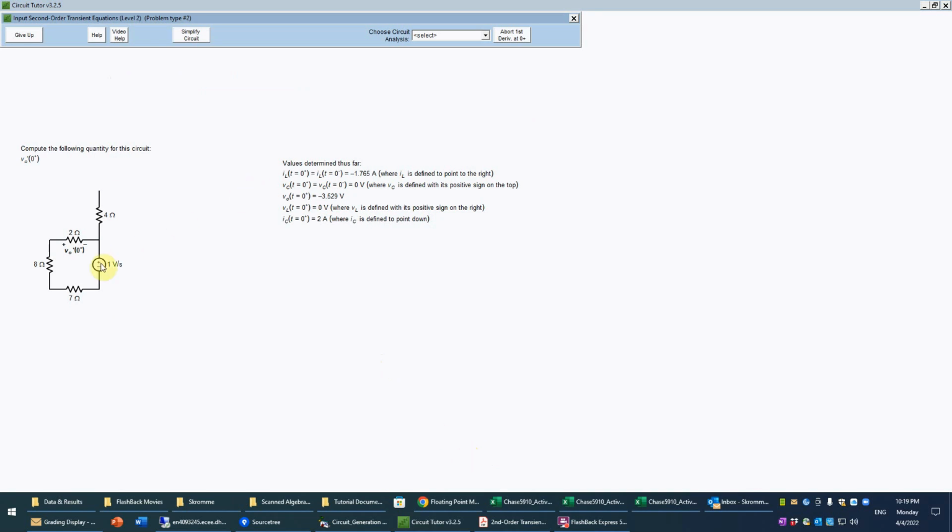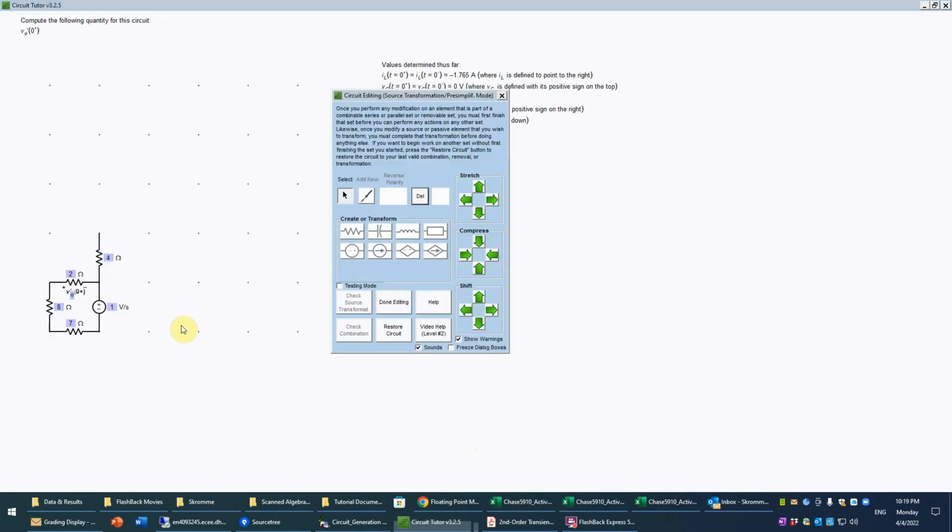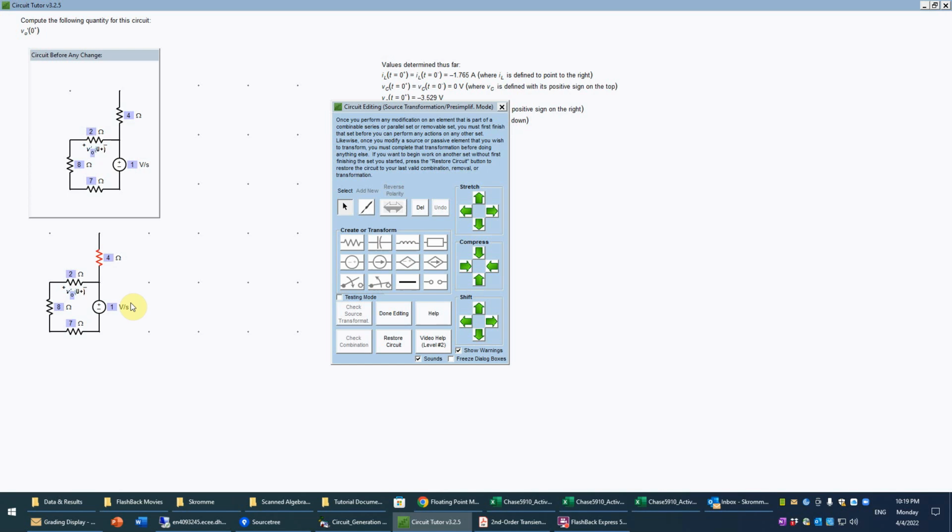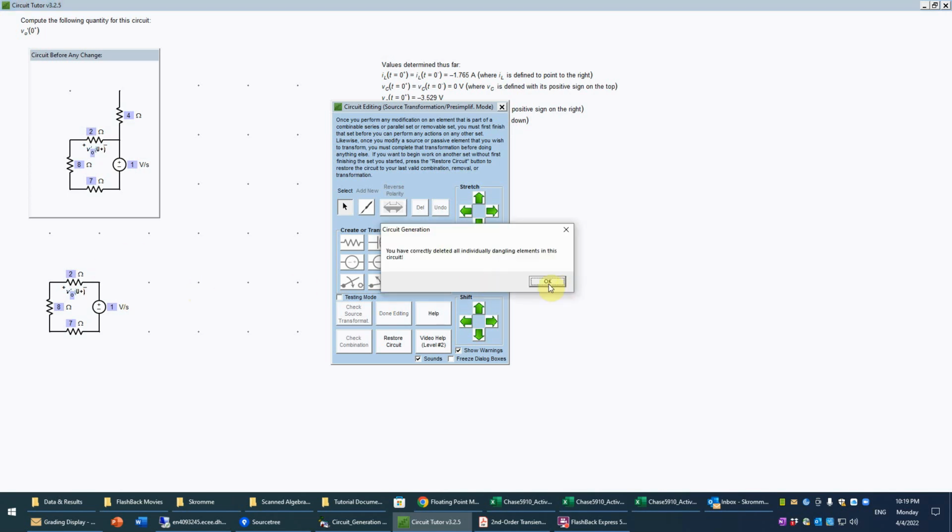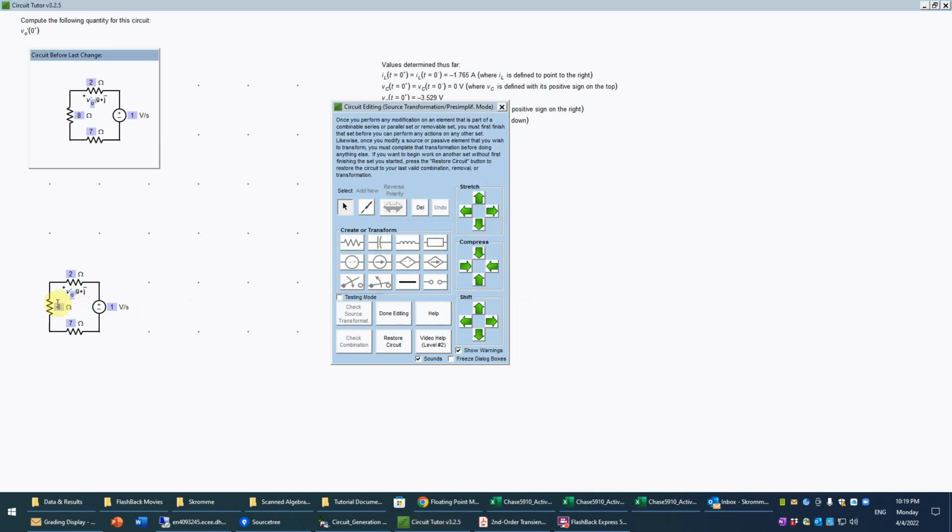And now clearly it would be advantageous to simplify this a little bit. So we've got a dangling resistor there, so I'm going to go into the simplification mode in the circuit editor, and I can get rid of that dangling 4 ohm because that doesn't contribute anything to the circuit. And then I might also just go ahead and combine these 2 series resistors again and make 15 ohms out of that and change that to a short and check that combination.